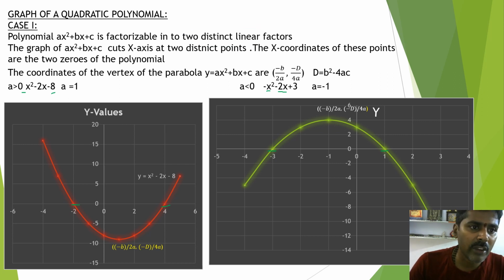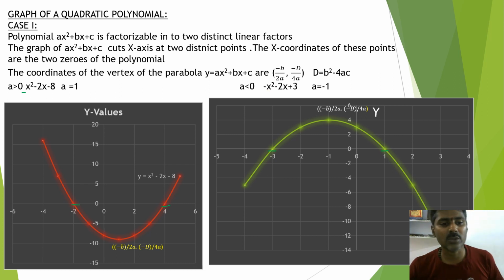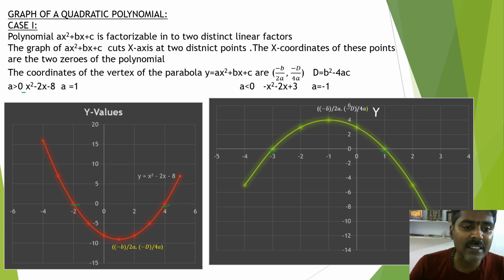One is where the coefficient of x square is positive and one is where the coefficient of x square is negative. Here you will get the parabola intersecting the x-axis at two different points. That is the very important thing. That is the first case.